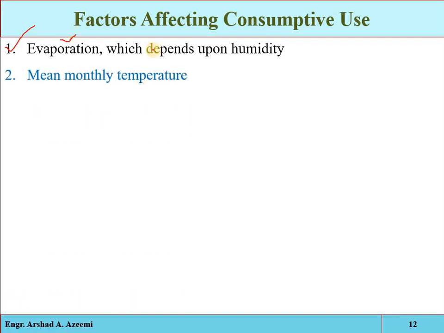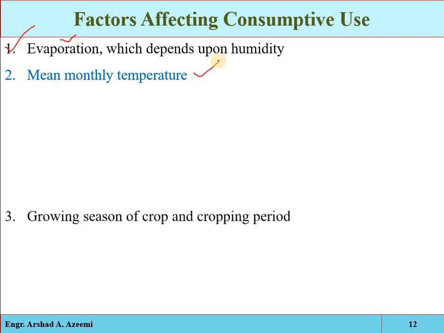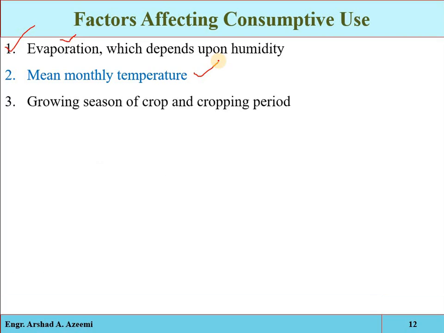Second one, the mean monthly temperature. Again, if the temperature of a specific area is high, then the evaporation rate will be high, and if the evaporation rate is high, the evapotranspiration rate is high, so the consumption will be more. Okay, growing season of a crop and cropping period. If a crop has a longer base period or crop period, meaning the crop is in the field for a longer period, then automatically it will consume more water.